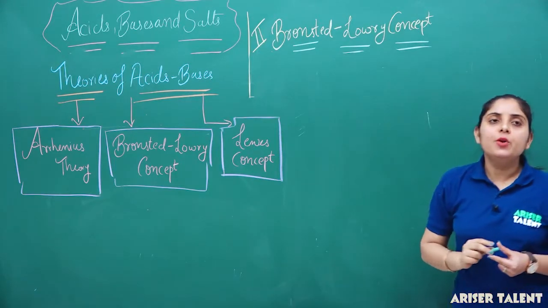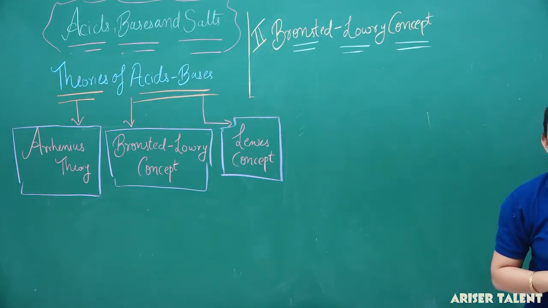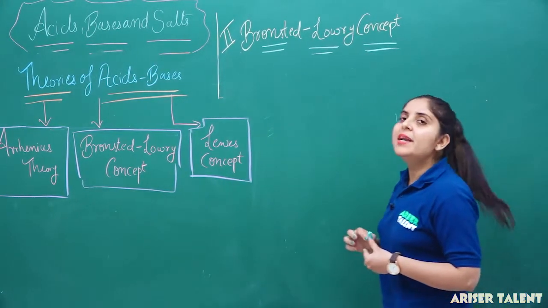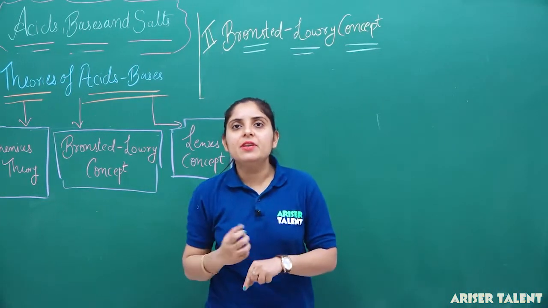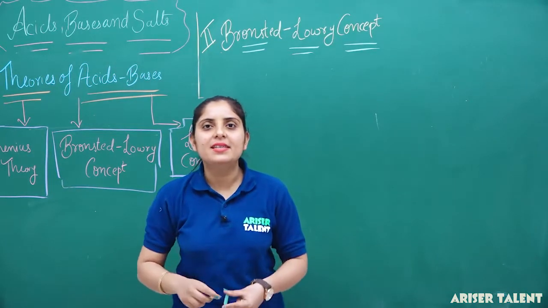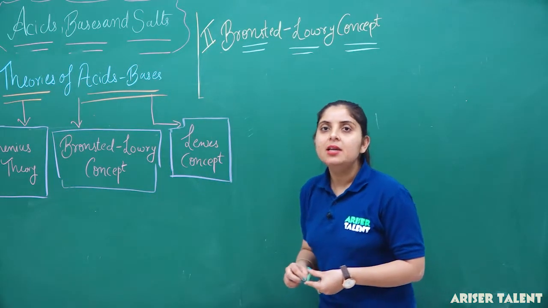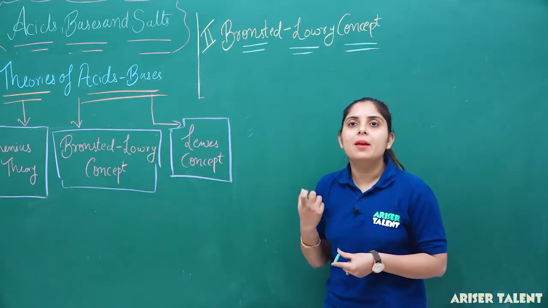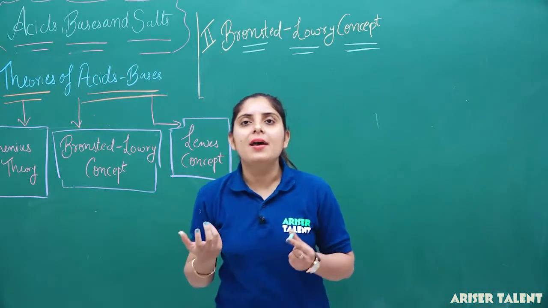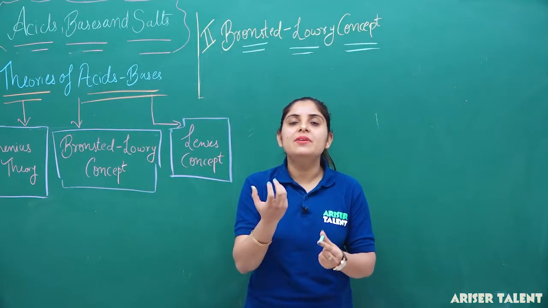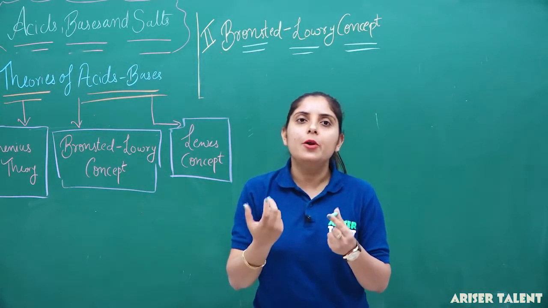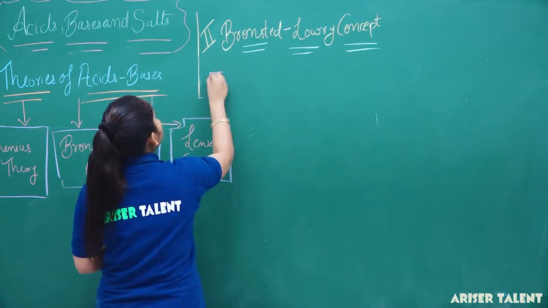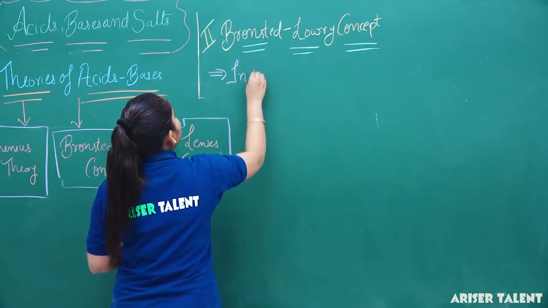So in 1923, after Arrhenius had given the general description about acids and bases, Bronsted and Lowry gave the extended definition or the modern definition for acids and bases. So what they said about the acids and bases: the substance which has a capability to donate protons is an acid, and the substance which has a tendency to gain protons is known as a base.